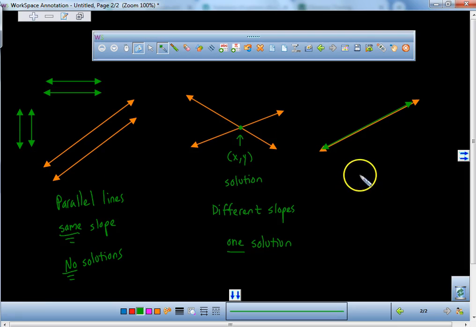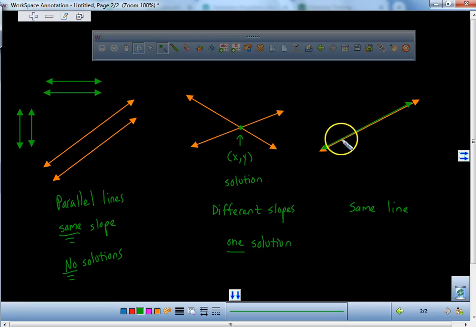This one over here, though, is basically the same line twice. So if you graph a line and you graph the same line on top of it, then it touches it at every single point. So that's called infinitely many solutions. So you either have no solutions, one solution, or infinitely many.